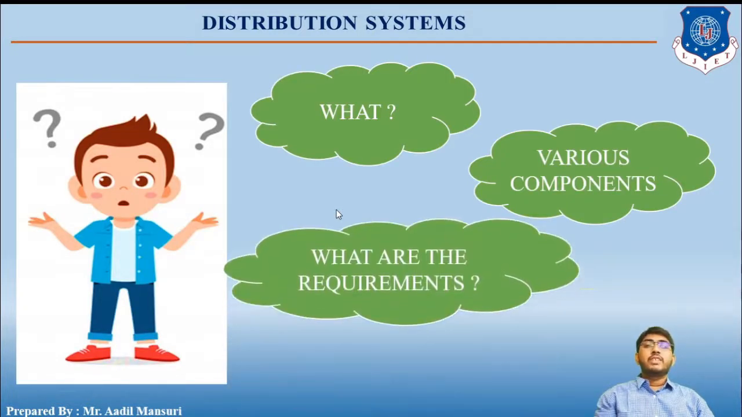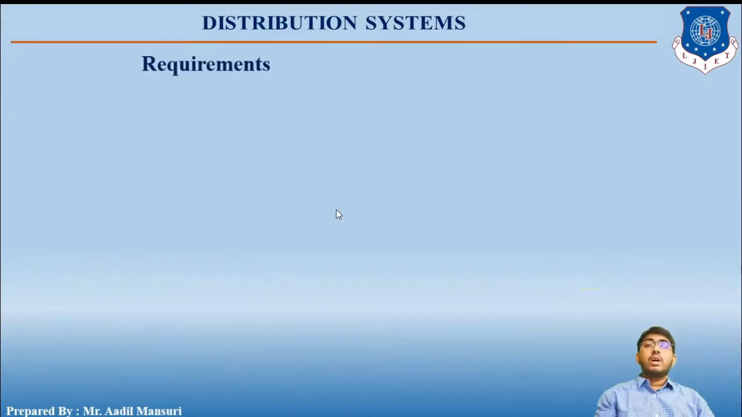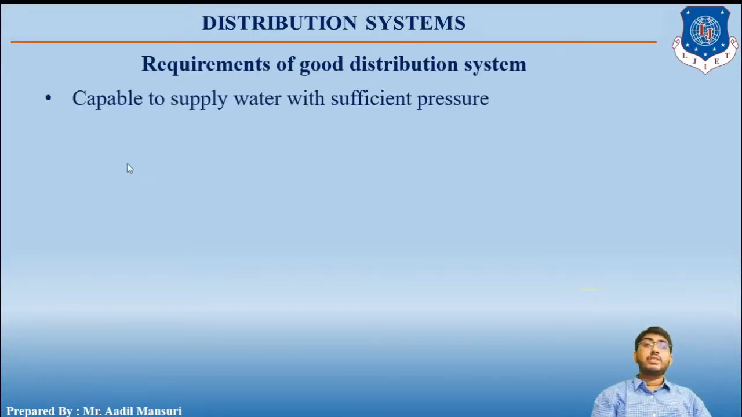Now another question that might strike in your mind: what are the requirements of the distribution system? There are a few requirements of a good distribution system. The first requirement of a good distribution system is that it should be capable of supplying water with sufficient pressure. We all know that a particular city or a town is spread over a few square kilometers of area. The treatment plant may be a few kilometers away from the end users. When you supply the water from the treatment plant at a particular pressure, then the end user who is a few kilometers away should receive the water with the same sufficient pressure, otherwise his needs will not suffice.